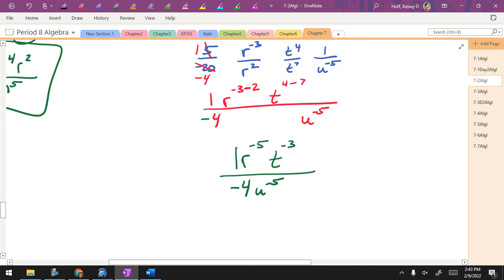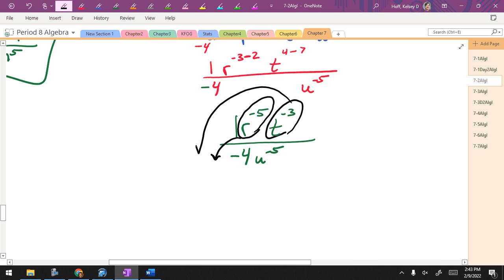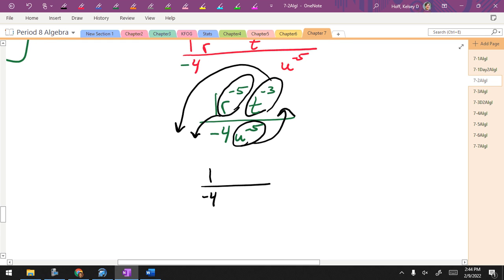Okay, now I always call this the staying or going game. Now you have to decide if it's staying or going. Is r staying or going? Going. It has a negative exponent. This guy needs to go down. t, staying or going? Going. The 1 and the negative 4 are going to stay because they're our coefficients. How about u to the negative 5th in the bottom? It's going as well. Okay, so what's left in the numerator then?